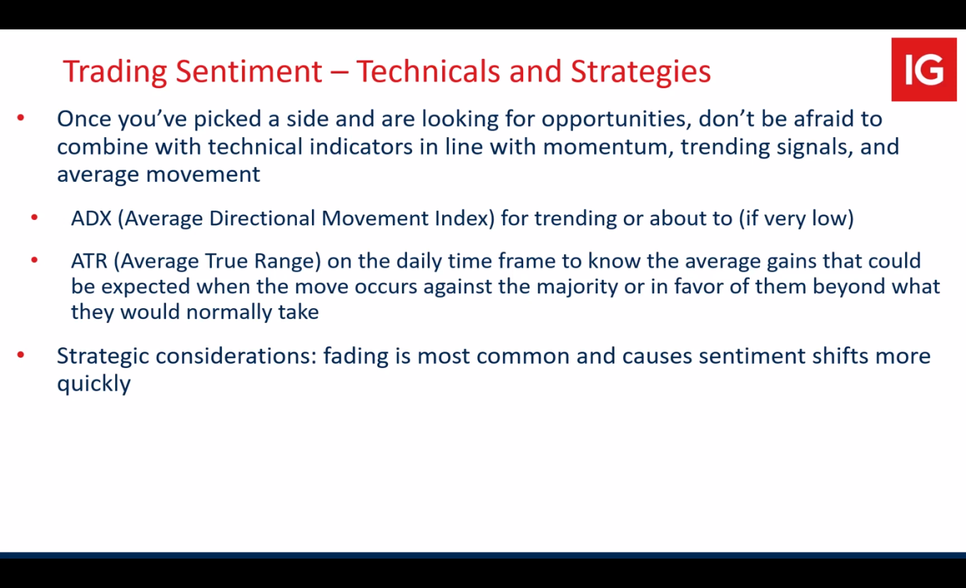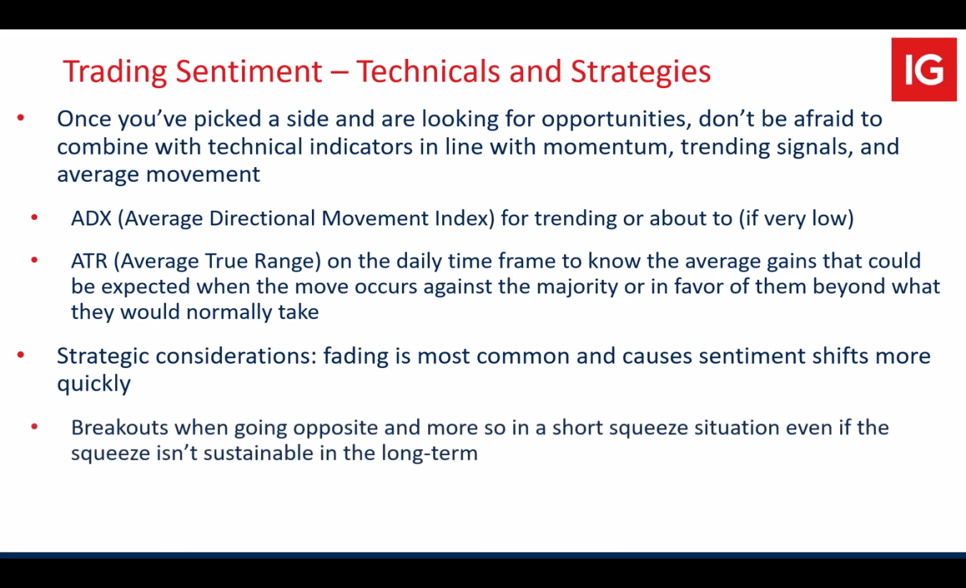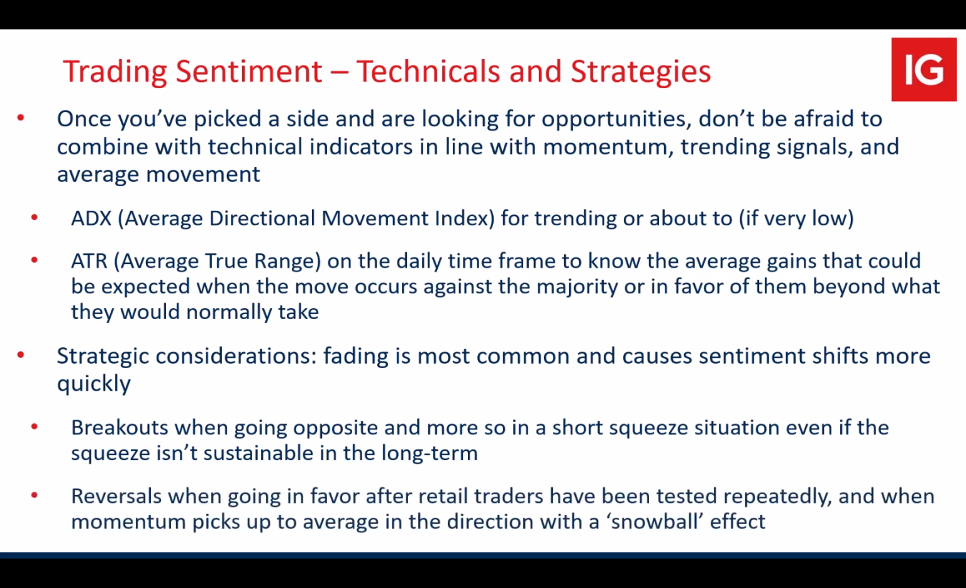Strategic consideration: fading is the most common. We mentioned that fading is the most common, especially when they're range trading, and it causes sentiment shifts much more quickly. So breakouts when you're going opposite, and more so in a short squeeze situation, even if the squeeze isn't sustainable in the long term. So it could be a short term for limited breakout opportunities, and reversals when you're going in favor after retail traders have been tested repeatedly. So you're doing a reversal there, and then when momentum picks up and it starts to move in their favor, you could consider averaging in that direction in favor, not averaging in opposite when you're in loss, but averaging in favor, a sort of snowball effect, like a snowball going down a mountain and getting larger and larger.